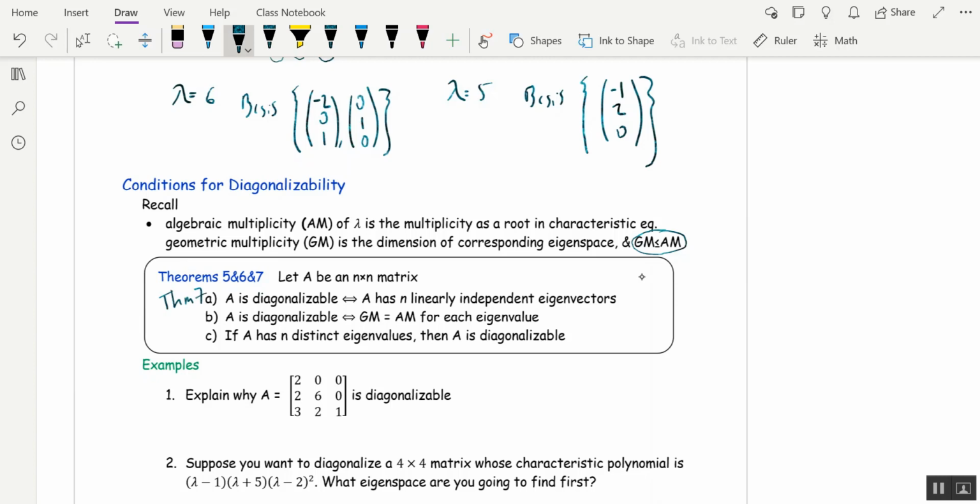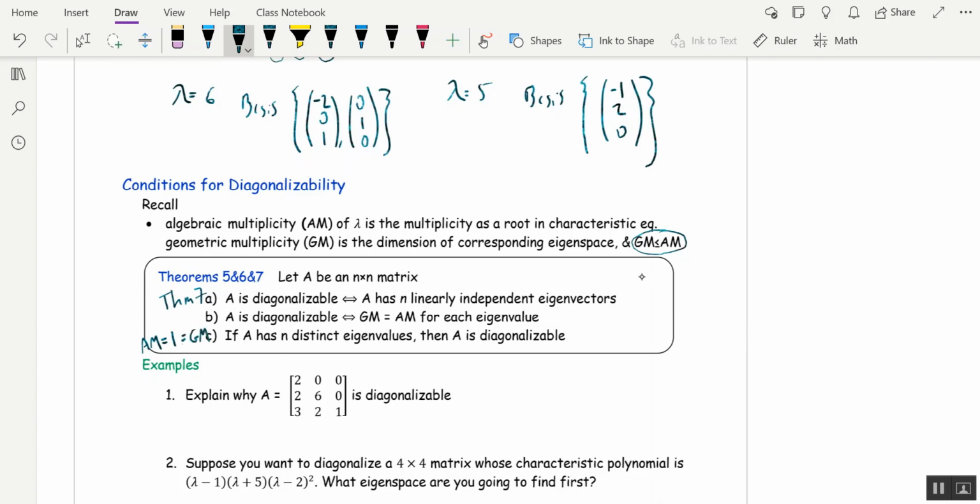It's diagonalizable if and only if the GM equals the AM for each eigenvalue. And then lastly, if A has n distinct eigenvalues, A is diagonalizable. Now, what's happening in this case, if A has n distinct eigenvalues, that means the AM is 1 for every eigenvalue, and so automatically the GM is equal to 1.